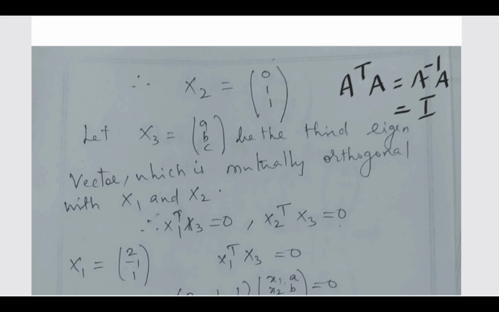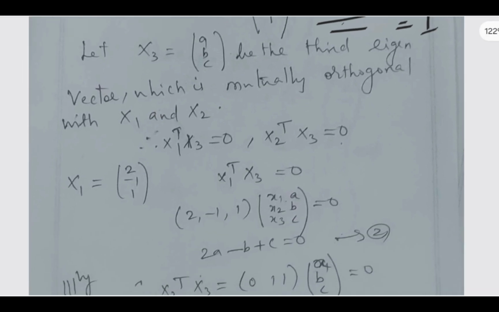So therefore, I am going to apply this property, A transpose A. Here I apply for all the eigenvectors: x1 transpose x3 is equal to 0, x2 transpose x3 is equal to 0, where x3 we need to find out. I assume it as ABC. I substitute x1 transpose as a row vector, row matrix: 2 minus 1 minus 1 into ABC is equal to 0.